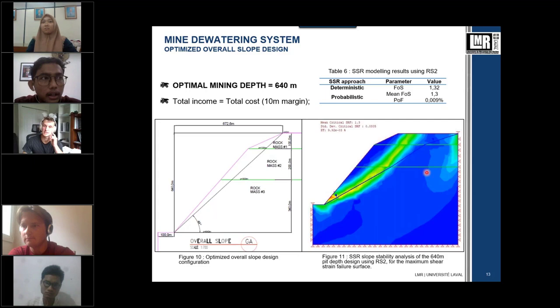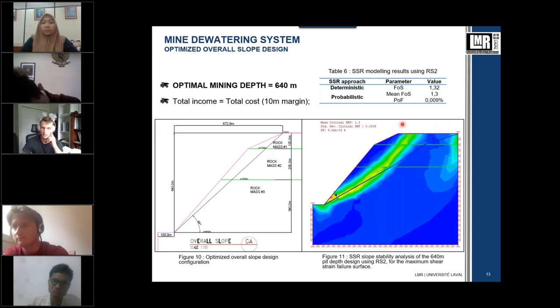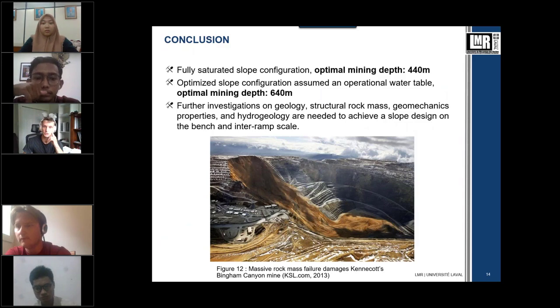So a slope stability analysis on an optimized slope design configuration, assuming an operational water table, as you can see here on figure 11, leads to an optimal mining depth of 640 meters, which meets both rentability criteria at the 10 meters margin and the stability criteria, as Antoine explained in the methodology. So for closure, the proposed conservative design considering a fully saturated slope leads to an optimal mining depth of 440 meters.